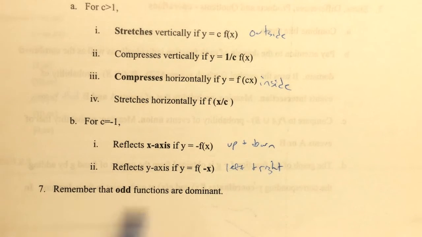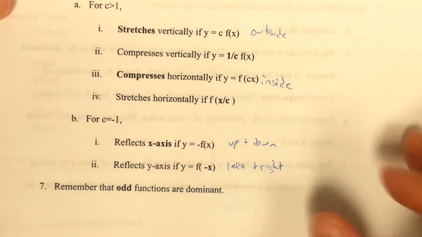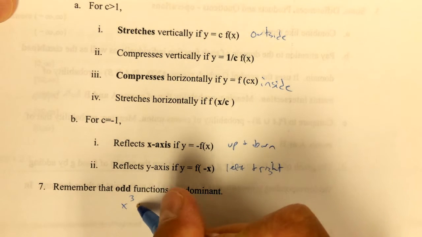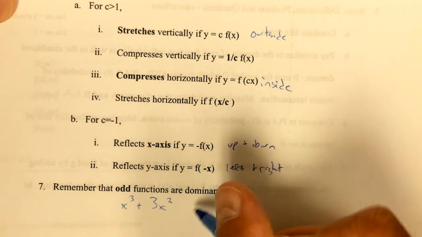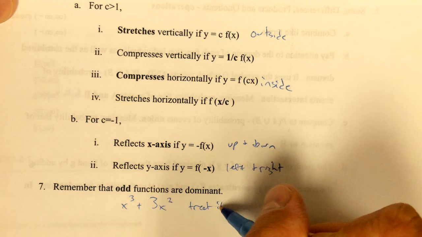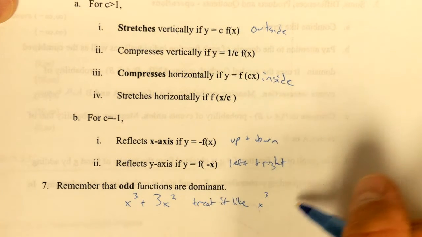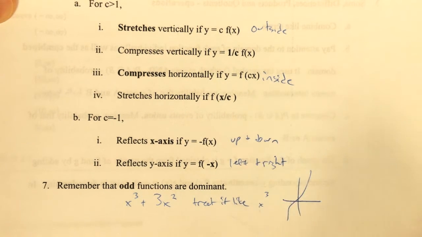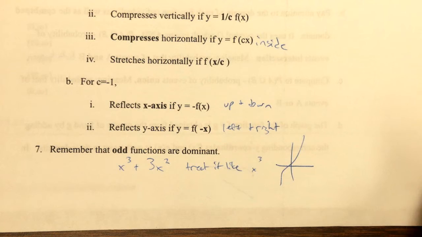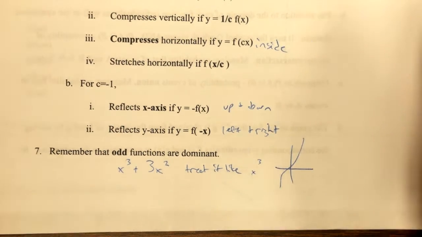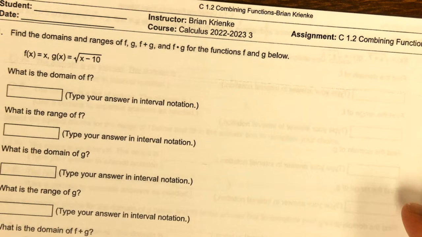Also, random statement, odd functions are dominant. So even if you have x cubed plus 3x squared, treat it like x cubed, which would be like that one for the parent. Okay, so that's basically the notes part. Now let's do the problems.